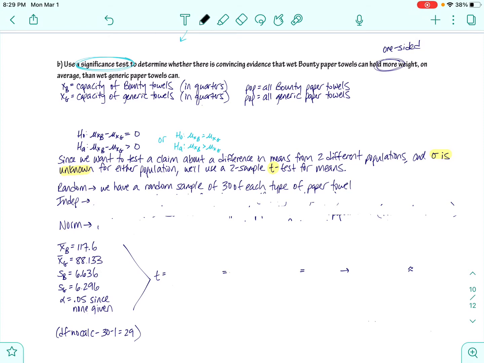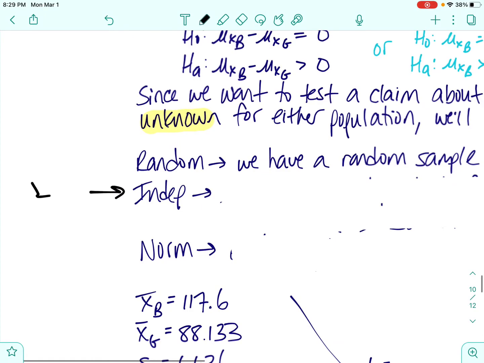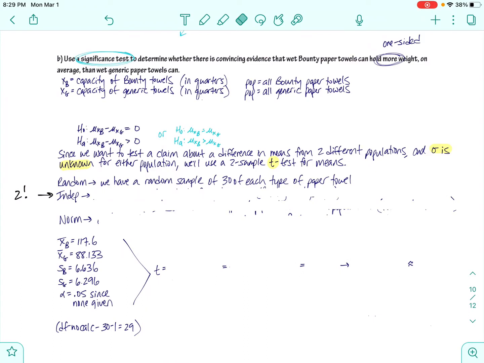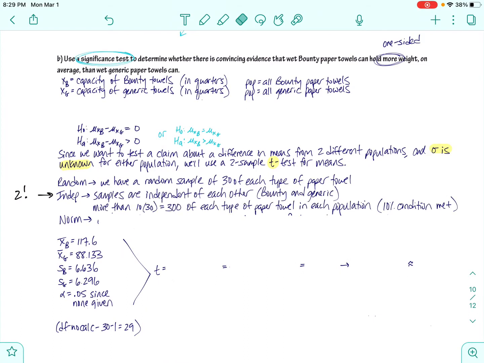Independent, make sure that you've got 2 checks here. Remember, you do 2 checks for independence. You have to make sure that the generic and the Bounty paper towel samples are actually independent of each other. They're 2 totally different brands altogether, so it makes sense that those would not impact each other in terms of our experiment. And I do believe that it is reasonable to assume that there are more than 300 of each type of paper towel in the population. Hence, we have our 10% condition met. Again, I know I'm going really fast. Pause the video and copy down, and then play when you're ready.